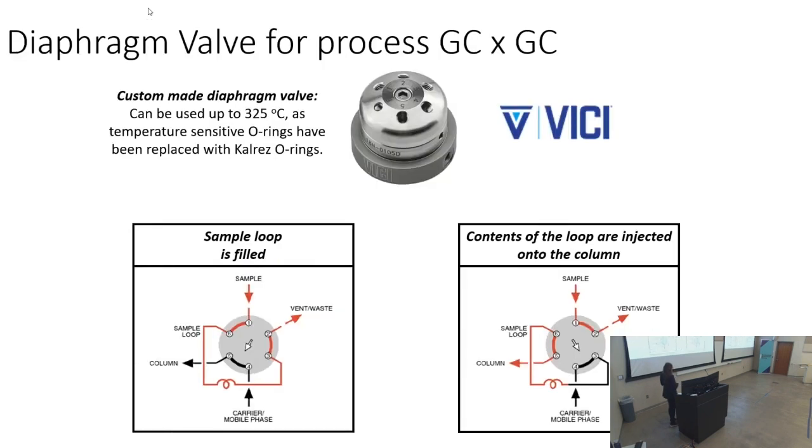For this, we are also using a diaphragm valve as our modulator. It's a custom-made one from Valco. The main reason we use it is that the diaphragm valve allows us to have uncoupled flow rates, which means we don't have to force the PLOT column to go faster than it can. Generally, you have the one-dimensional column filling the sample loop and then going to waste, and then you have the aux pushing onto the second column. When it gets switched, the aux is pushing everything off of the sample loop onto the second dimension column.